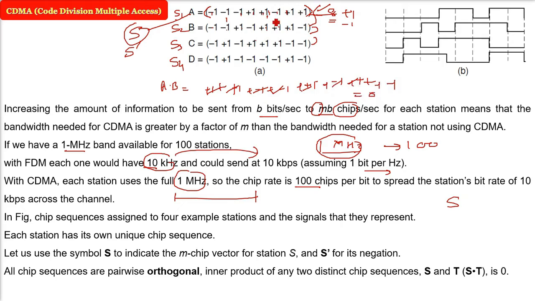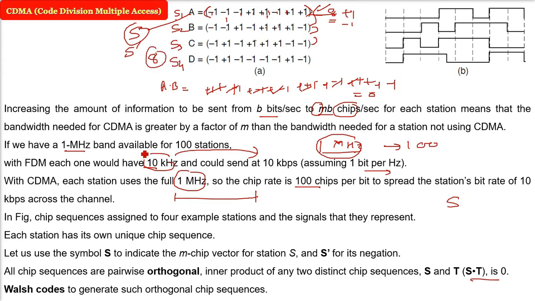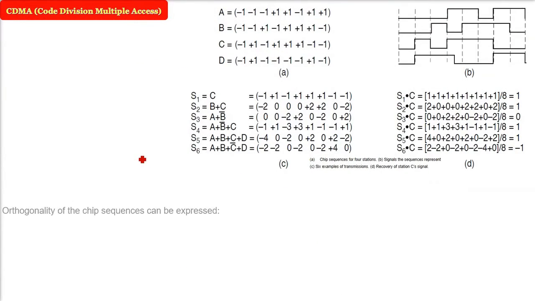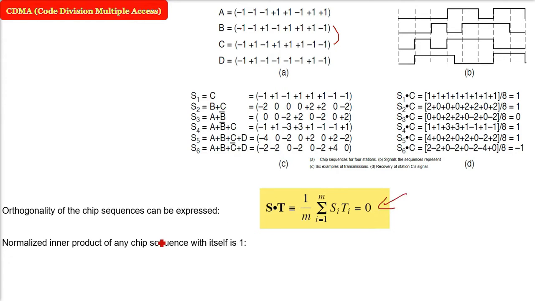Even if you take B dot C, the inner product, it will give you 0. So all the chip sequences are pairwise orthogonal. And these codes are coming from Walsh code. These are the Walsh codes to generate such orthogonal chip sequences. As I said, 64, 128 bits will be there. How do you represent the orthogonality? If you take these two, B and C, -1 into -1, plus -1 into 1, like this, last -1 into -1, so you add them. That will give you 0. So this here is the expression.